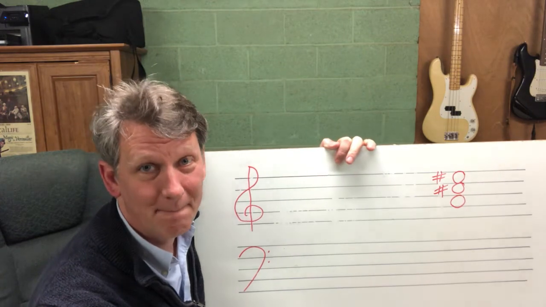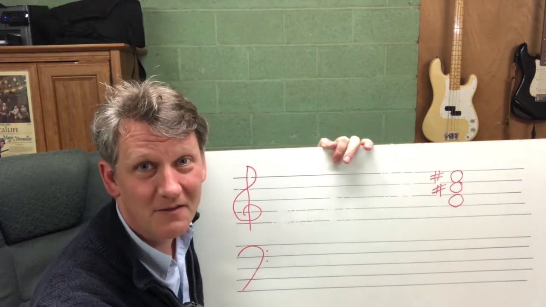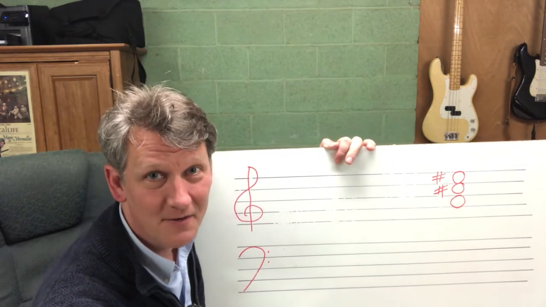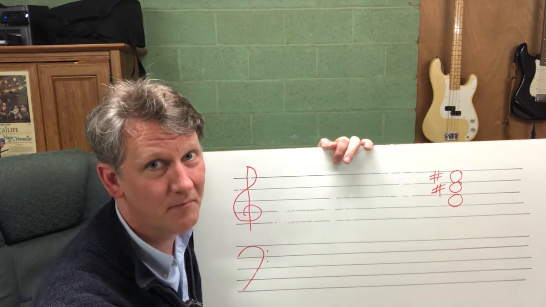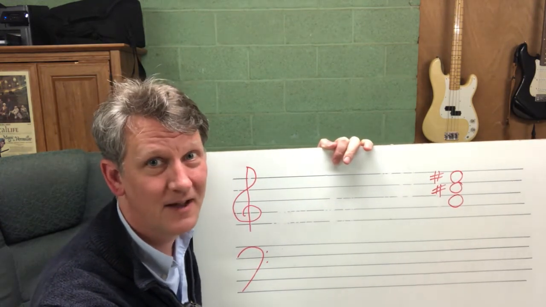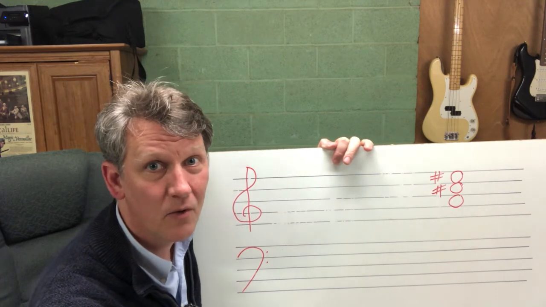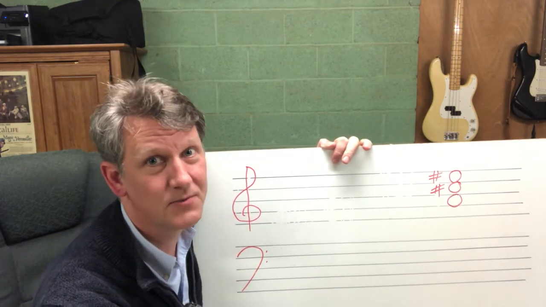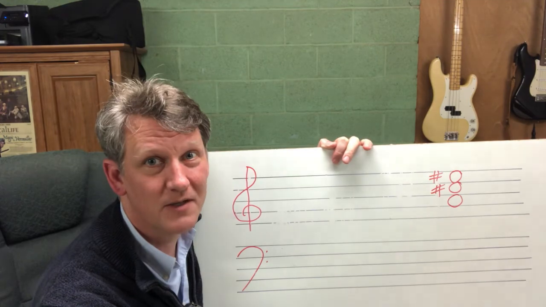So my point is that you can derive any triad by knowing what the natural triads are and then knowing how raising or lowering individual pitches within them will change the quality of the chord.